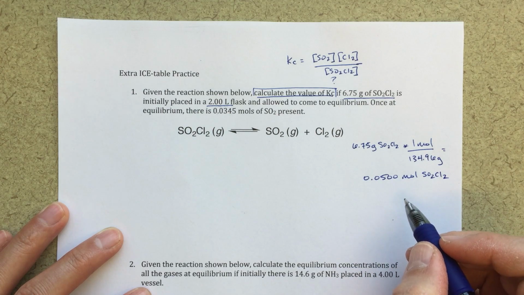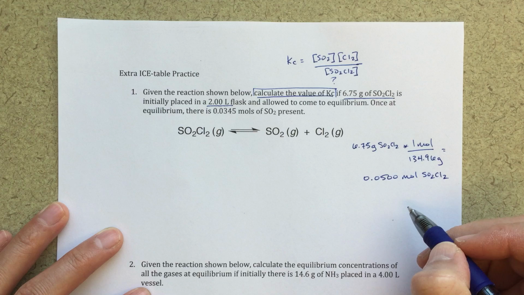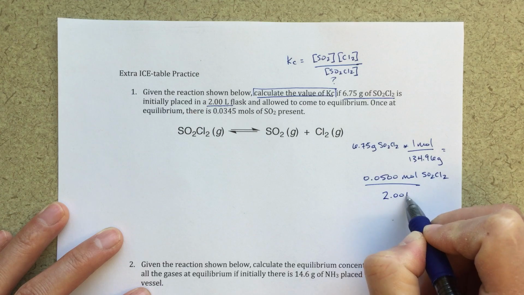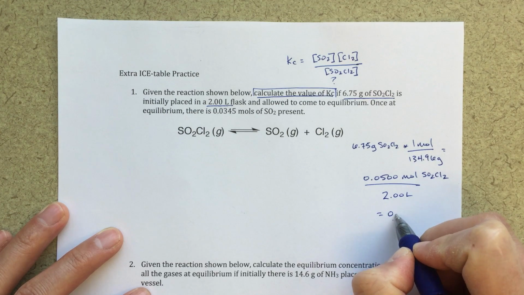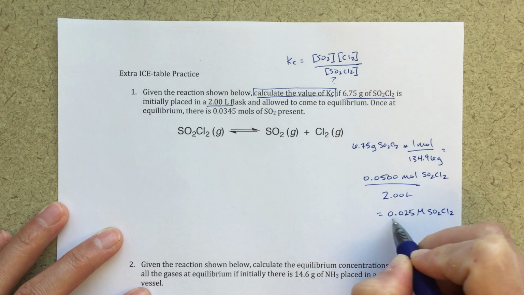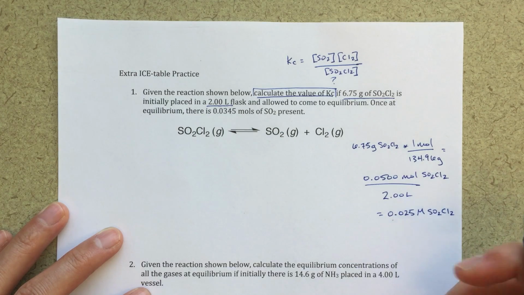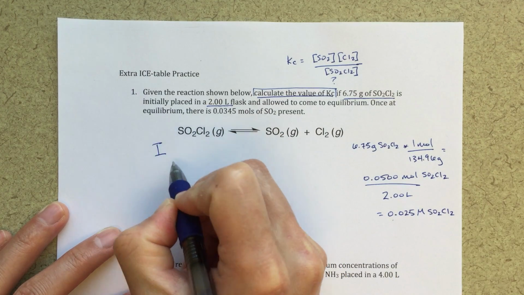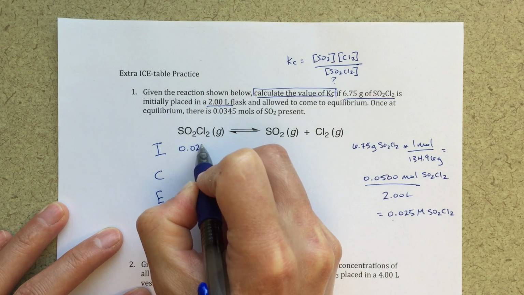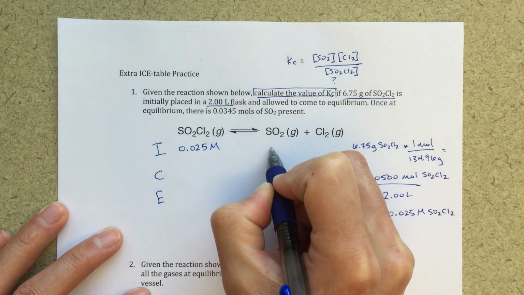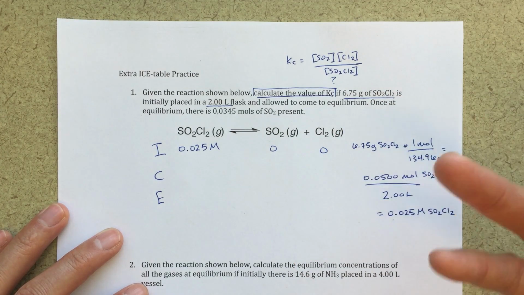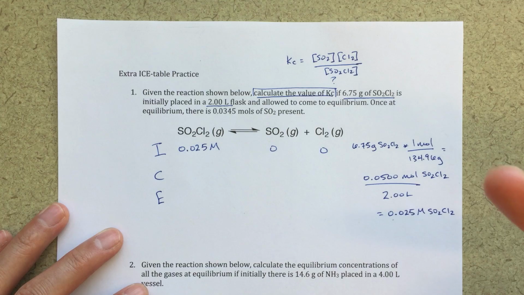Then I'm going to convert that into molarity just by dividing by 2.00 liters. That's going to give me a molarity of 0.025 molar SO2Cl2. So this is my initial concentration of SO2Cl2. In my ICE table, that's what I'm going to put in here, 0.025 molar. And then I'm going to have zeros for my SO2 and Cl2. This problem does not tell me any initial conditions for SO2 or Cl2, so I'm going to assume that they are 0.